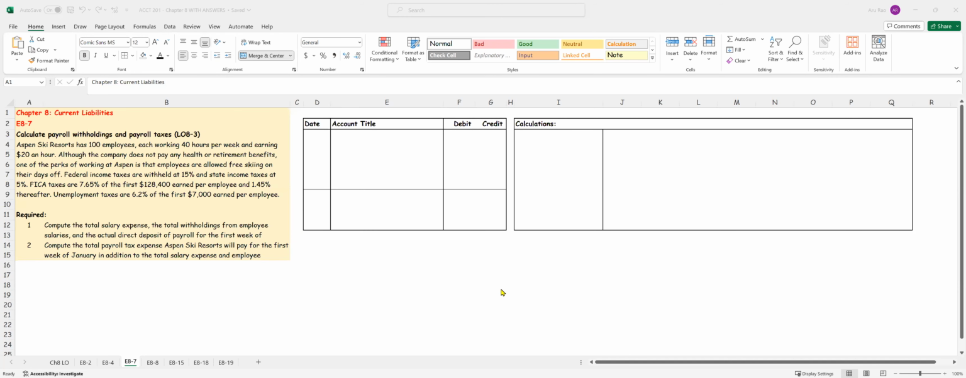Welcome back. Let's take a look at another type of current liability. In this exercise, we're going to look at payroll taxes and the salaries expense that the employer pays.